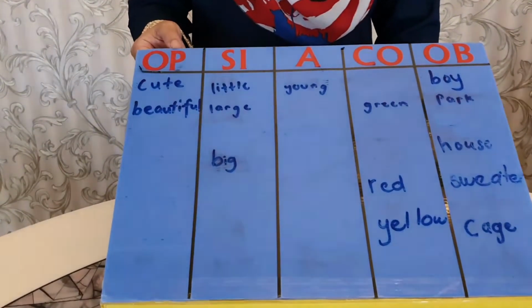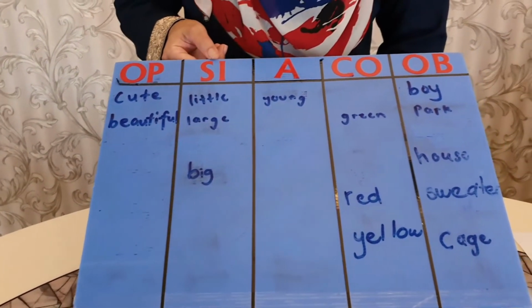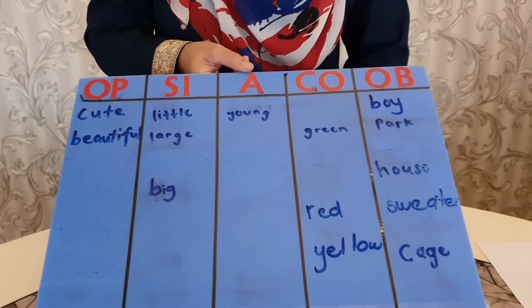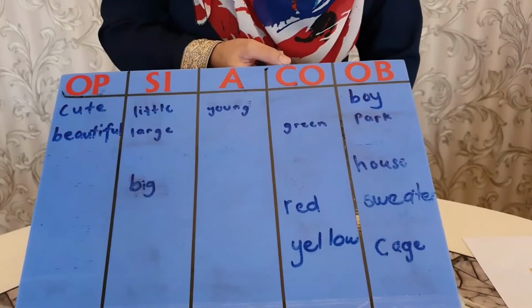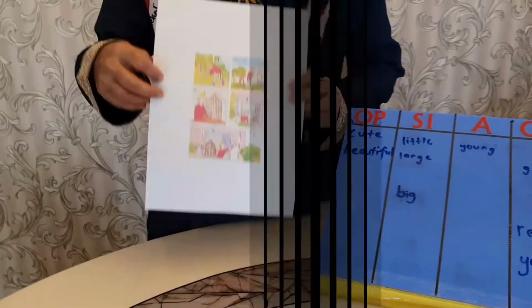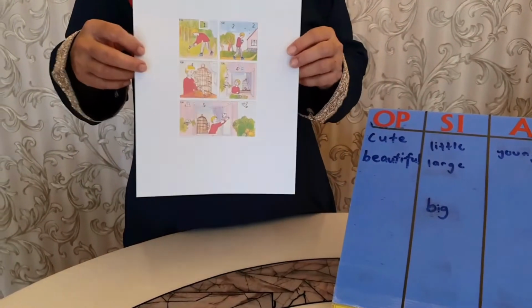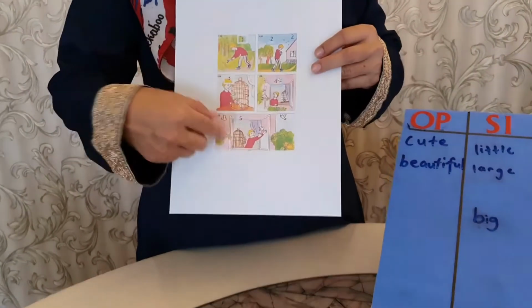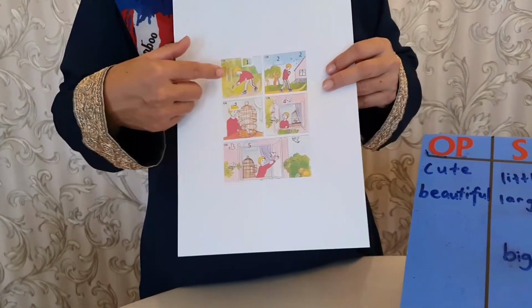So OP stands for opinion, and then we have SI for size, A for age, CO for color, and OB for objects. Okay, apart from that, each group will be provided with a set of pictures. As you can see, there are 5 pictures here, and each picture is numbered accordingly.